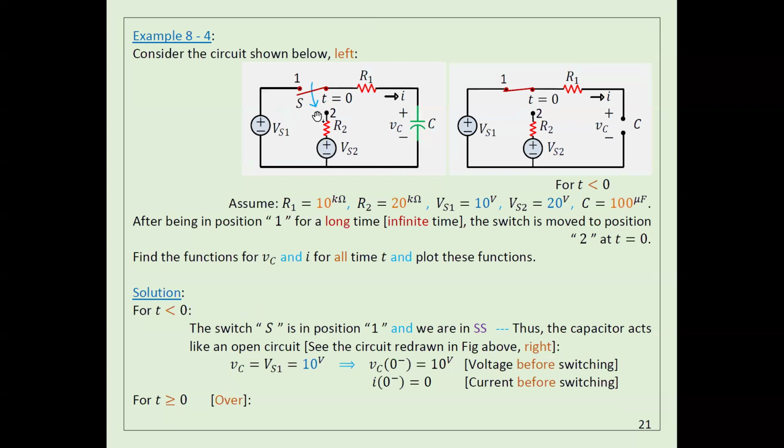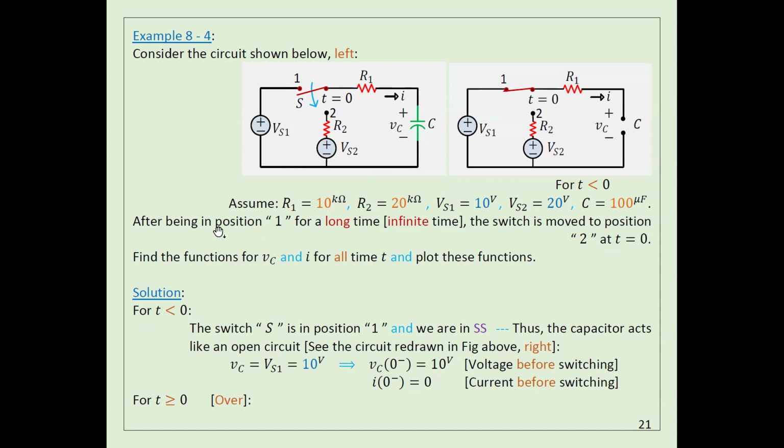I give you a circuit like this one here. You have a switch, and this switch can connect to position 1 or 2. Here I give you everything: I give you R1, the capacitor, R2, Vs1 and Vs2. Is that okay?